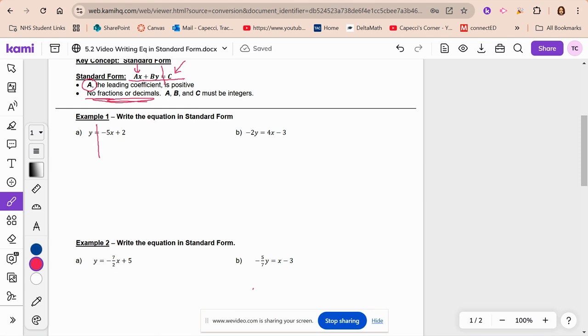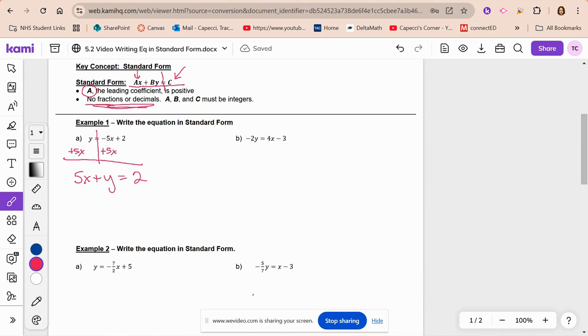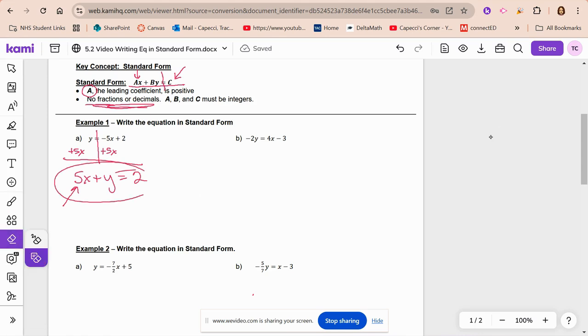There's my wall. I need to get X and Y on the same side. So I'm going to add. I have 5X plus Y is equal to 2. So I do have X and Y on the same side of the equation. My constant, or my number by itself, is on the other side. I don't have any fractions or decimals. And my A value right here, that 5, is positive. So I'm all set. That's my final answer in standard form.